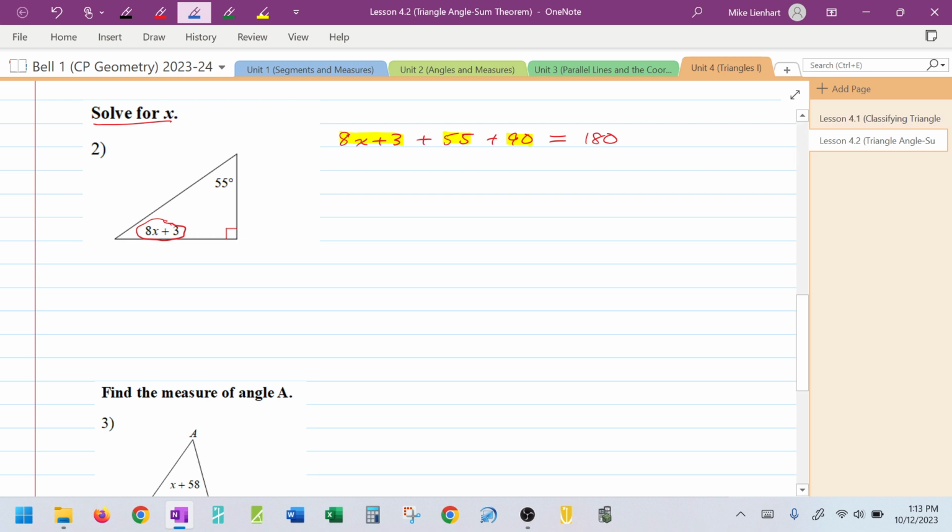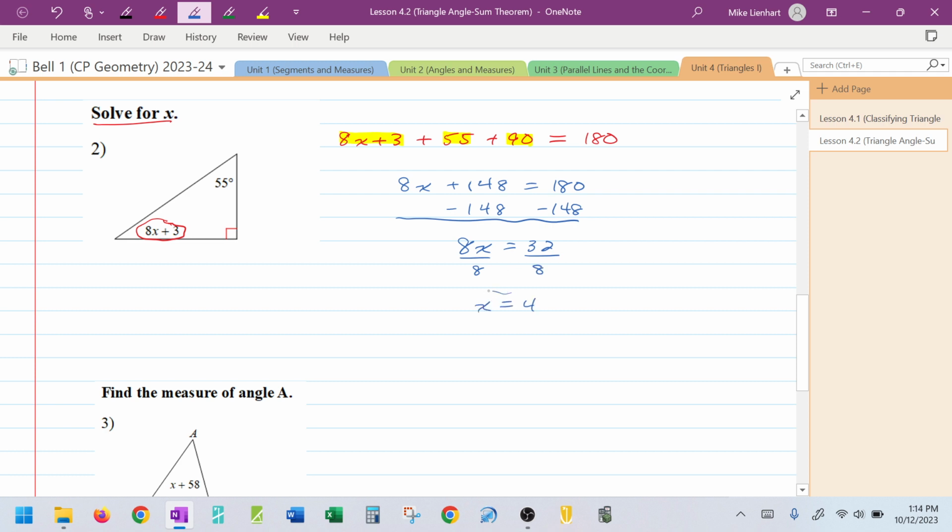Again, I use some algebra here, so I combine like terms to get 8x plus, let's see, 90 plus 55 is 145. Plus 3, 148. I'm just going to quickly double check my arithmetic on my calculator. And I get 148, okay, is equal to 180. I'm going to subtract 148 from both sides. And that leaves me with 8x equals 32. And divide to solve. And I get X is equal to 4.